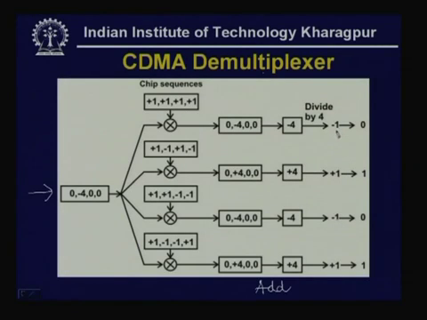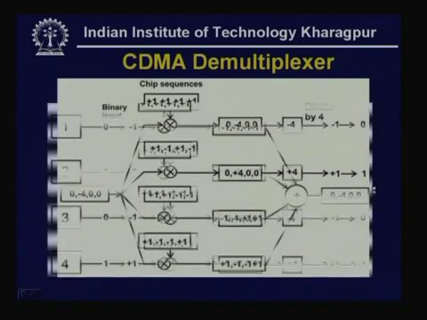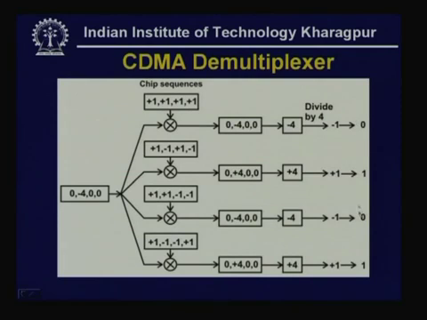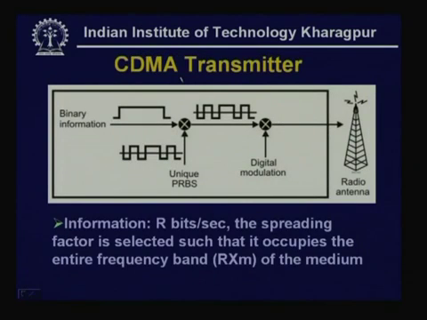So as you know, -1 is nothing but 0, +1 is nothing but 1. So whatever was transmitted, that 0 1 0 1, as you have seen, is now recovered. So all of them were sent simultaneously, and at the demultiplexer they can be separated out again by multiplying with the chip sequences. So in practice, this is being done in this way.